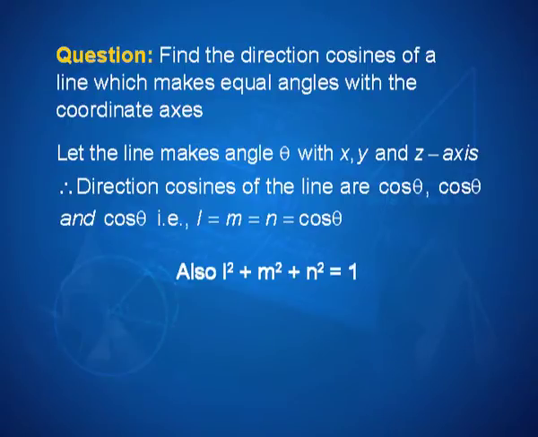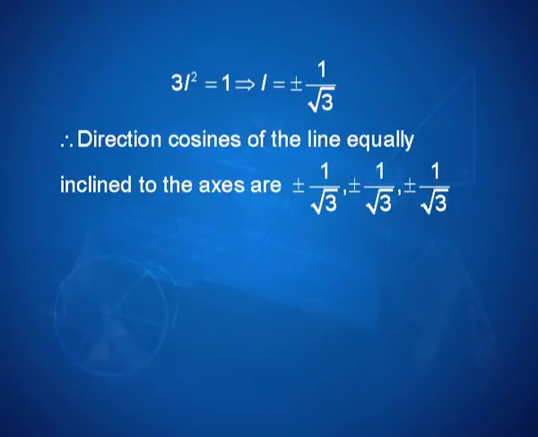And we know that l square plus m square plus n square is 1. So, that gives me 3l square equal to 1. I get the value of l as plus minus 1 by root 3. Since we do not know the direction of the line, we will accept both the values as required. Therefore, direction cosines of a line equally inclined to the axes are plus minus 1 by root 3, plus minus 1 by root 3 and plus minus 1 by root 3.